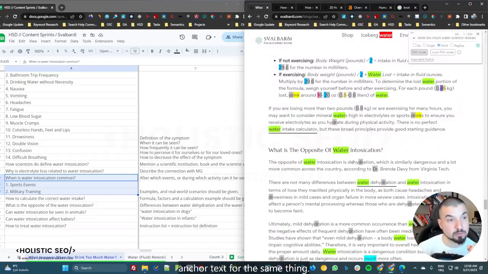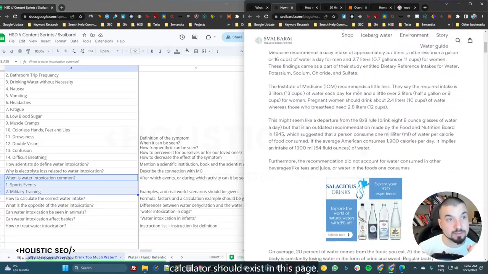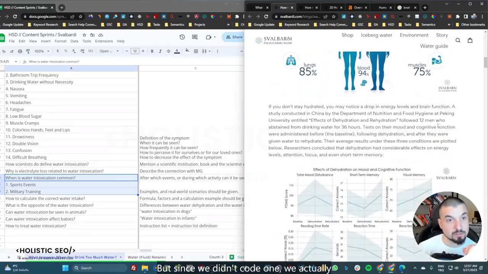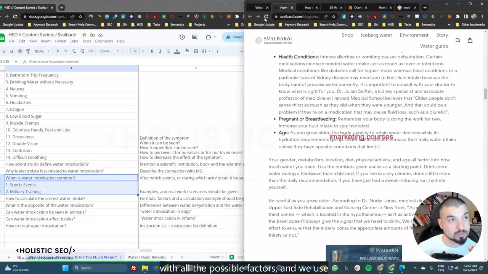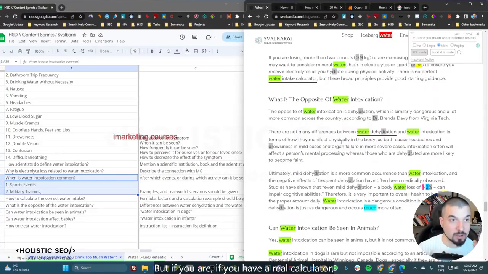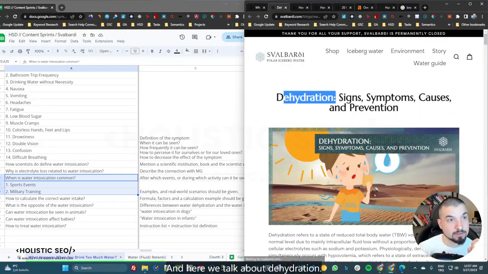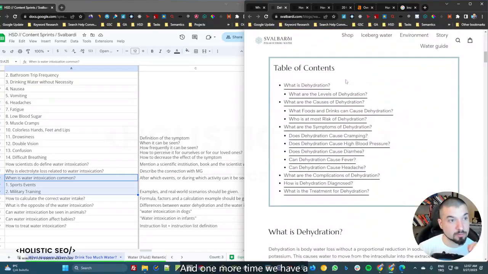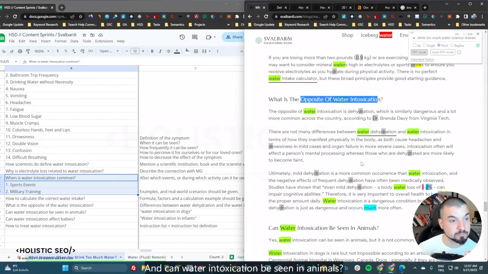Basically, we are using different types of anchor tags for the same thing. The thing is, under normal conditions, a calculator should exist on this page. But since we didn't code one, we have written all the possible ways for everyone with all the possible factors, and we use the page in that context as a calculator. But if you have a real calculator, of course, it will be much better too. What is the opposite of water intoxication? This is directly a synonym, water dehydration basically. And here we talk about dehydration, and one more time we have a different content brief that creates this specific article in a similar way as well.